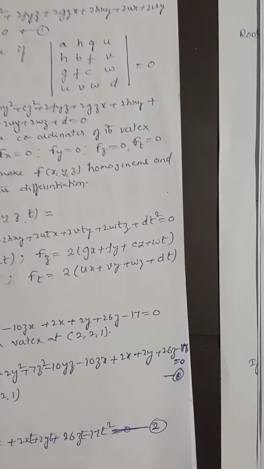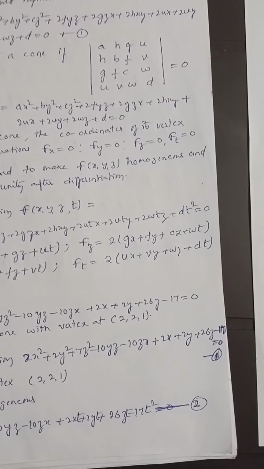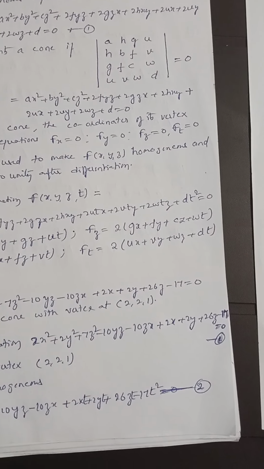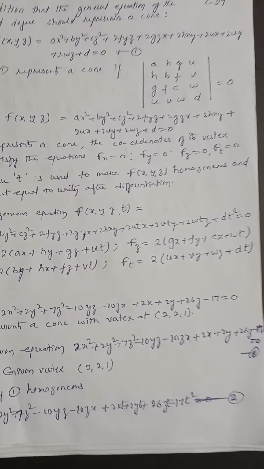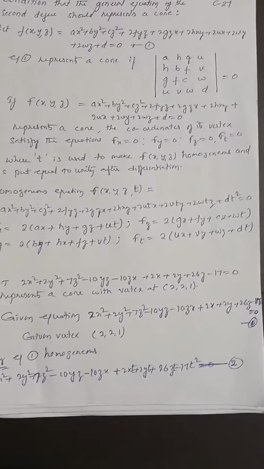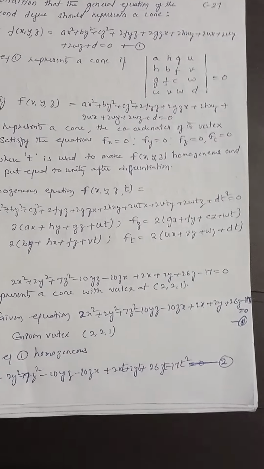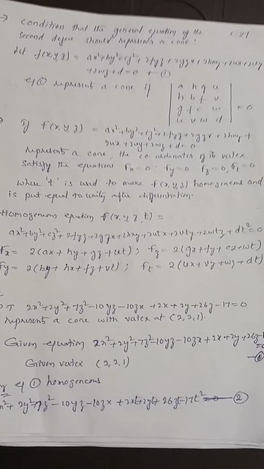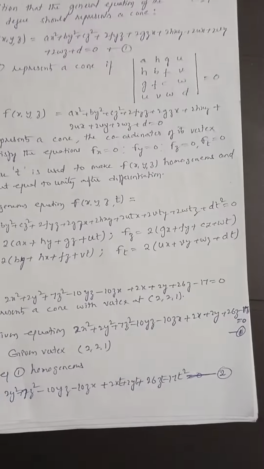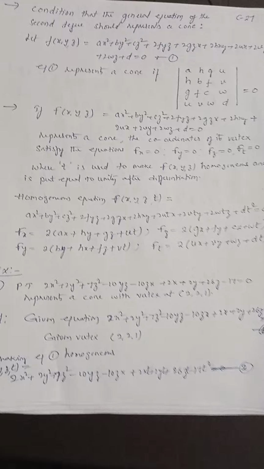First of all, we have to make the given equation a homogeneous equation. Then we have to differentiate partially with respect to x, y, z, and t also. Now we'll get 4 conditions. By solving those 4 conditions, you will get x, y, z values. While solving those equations, we have to replace t by 1, that is, t is equal to 1. That is the procedure.